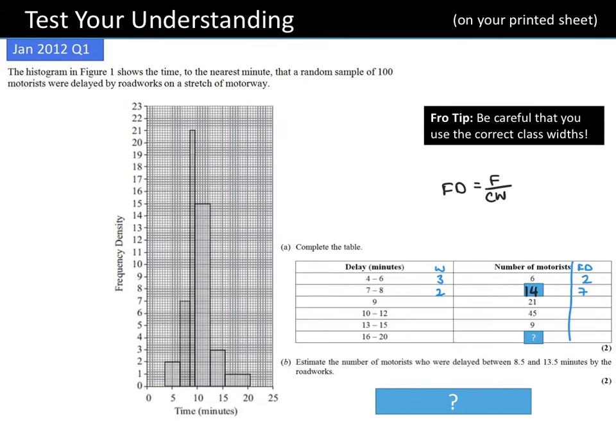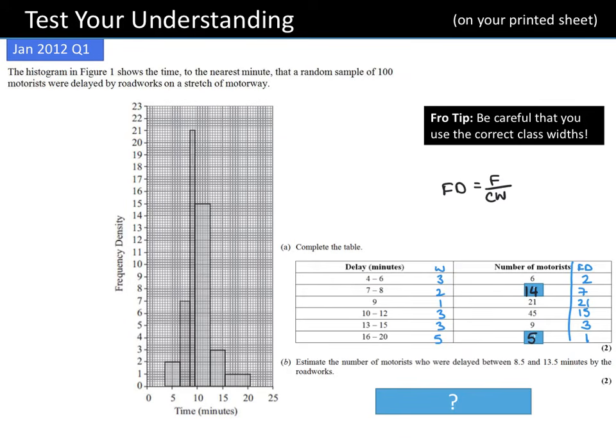Then 9, 1. 10, 11, 12, 13, 14, 15, 16, 17, 18, 19, 20. It's 5. I think it's 1, so 5 times 1 is 5. It's a very hard graph to read, actually. Okay, perfect, so this is filling in the graph. Oh, I didn't fill in the frequency densities. 9 divided by 3 is 3. 45 divided by 3 is 15. 21 divided by 1 is 21. It then says, estimate the number of motorists who were delayed between 8.5 and 13.5 minutes by the roadworks.